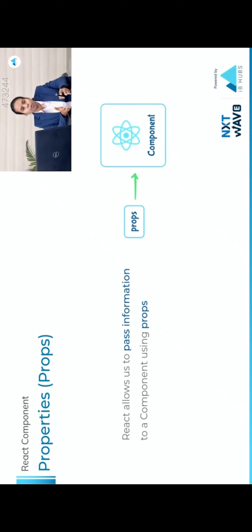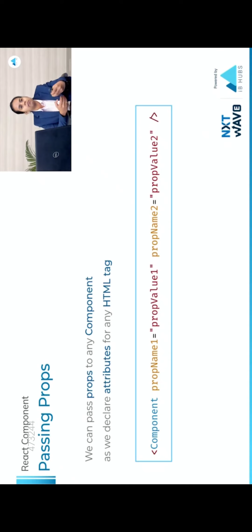So for the component, if you want to pass some information, you can pass that information using the props. Let's see how. When it comes to declaring attributes to the HTML tag, how do we do it? We provide the attribute equal to value to the HTML tag. Similarly, for the component, we can pass the props in the same way. We provide the prop name equal to the corresponding value. So just like how we declare attributes for the HTML tag, similarly, we pass the props to the component.